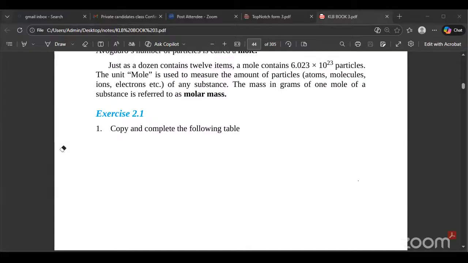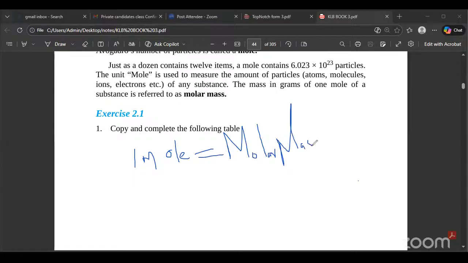So let me give the relationship again. Now, 1 mole, so we have a good chance here. 1 mole, let me write in full. Don't forget, please don't forget this one. 1 mole is equivalent to the molar mass. And most of the time, let me just say, most of the time the molar mass is equal to RAM.